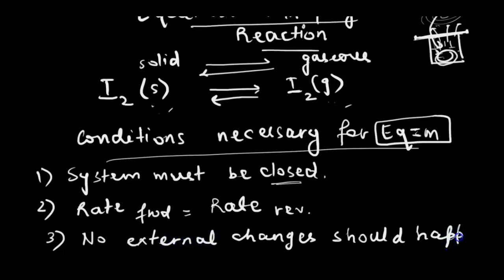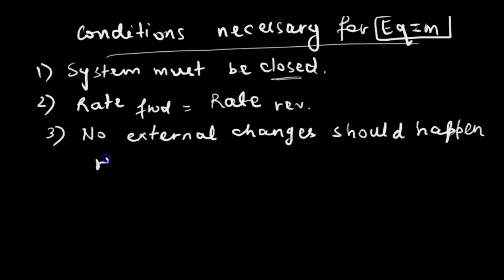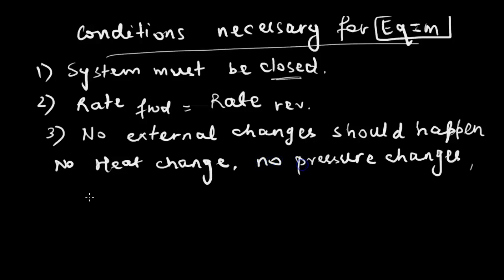That means if we want equilibrium to establish in a particular reaction, we should make sure that we do not bring any external changes. External changes means any heat change. So basically no heat change. We should not change the temperature. Whatever temperature is initially provided should stay constant. We cannot change pressure. We cannot change volume, and any other thing that we want to add in or remove, we cannot do that.